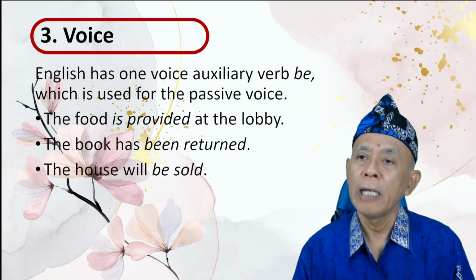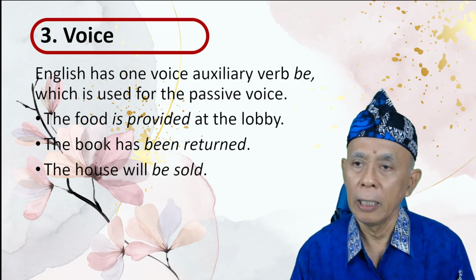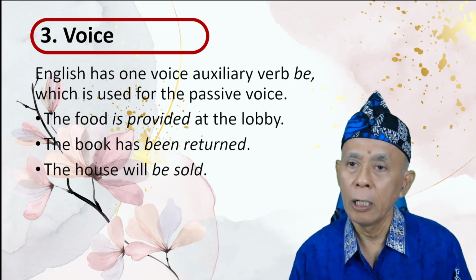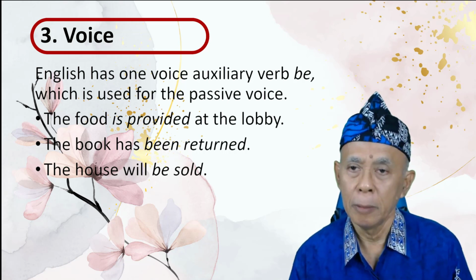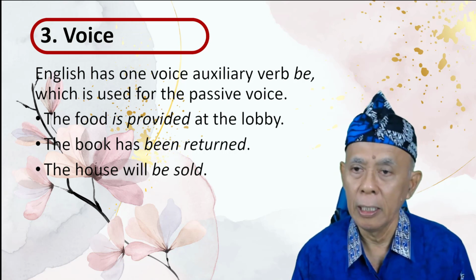Here we have three examples. The food is provided in the lobby. So provided here is passive. The book has been written. Here we have aspect has, perfect, and also passive been written. The house will be sold. Here we have be here in will be sold.